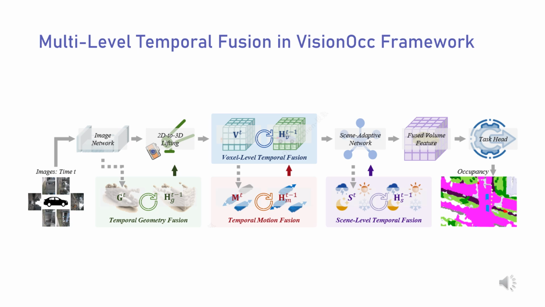Scene-level fusion occurs after voxel-level fusion. Using a self-supervised task, we update network parameters to embed historical scene information like lighting or weather into the current frame's volume features, capturing global context. By strategically placing these fusion steps within the VisionOcc pipeline, GDFusion ensures each cue enhances the right stage of the process, delivering both accuracy and efficiency.